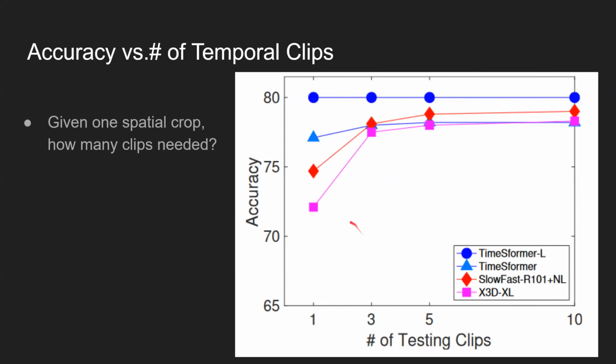So this graph is kind of interesting to look at because it answers the question of, given one spatial crop, how many testing clips are needed during inference. And so you can kind of see the Timesformer L is pretty stable. It doesn't really care how many testing clips you throw at it, whereas the CNNs and the base Timesformer kind of experience an increase in accuracy up to around 5 testing clips, and then it kind of levels off. And it should be noted too, the Timesformer L can handle 12-second long clips.